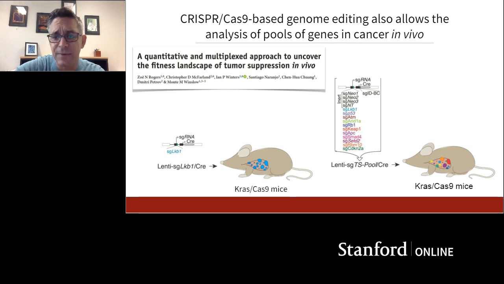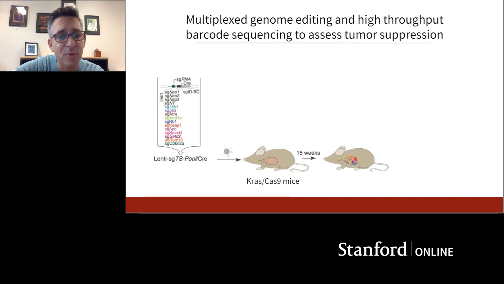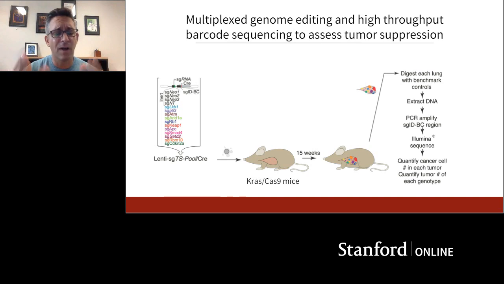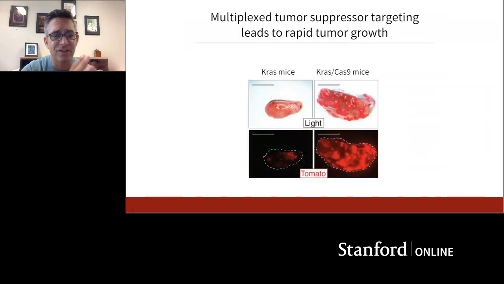That's exactly what we were able to do. We deliver this pool of vectors to the mouse lung and generate all the different genotypes. Each initial cell really only gets one of these viruses, so every tumor only deletes one of these genes. Then we developed methods based on high throughput sequencing to quantify the size of every single tumor in the mouse. Maybe they get 1,000, and we can quantify them all. We can understand how many cancer cells they have, and we know which of the 11 genes was inactivated in each tumor. We could take that information and try to understand the impact of these genes.